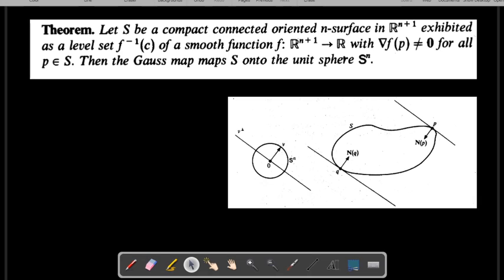So you have to show that Gauss map is onto. To prove onto, you have to take an element from Sn and find a corresponding element in S. Like for one element you take from Sn, you have to get a corresponding element in S. That's the way to prove onto. So let us see how to do this.